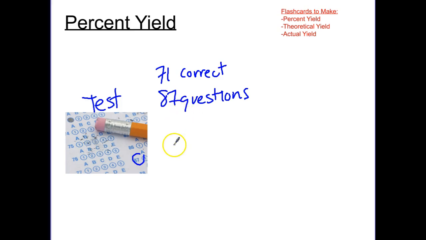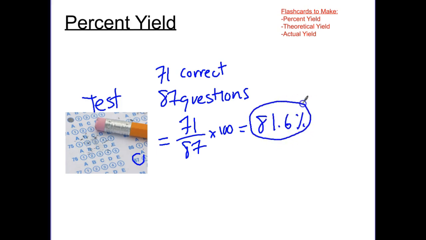So the way you would calculate your grade is essentially you would figure out how many questions you got correct, 71, that's what you got. You would divide it by however many total questions, the maximum you could have gotten, which was 87, and you'd multiply that times 100 to get your percentage. So 71 divided by 87 times 100 would give you about 81.6%. So you know that on this test you got a low B.